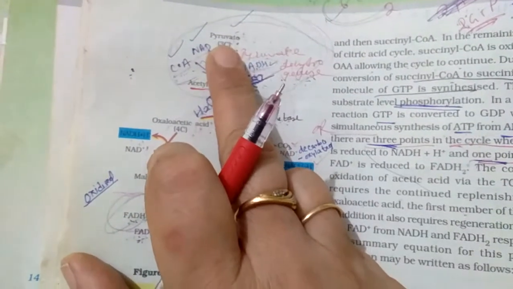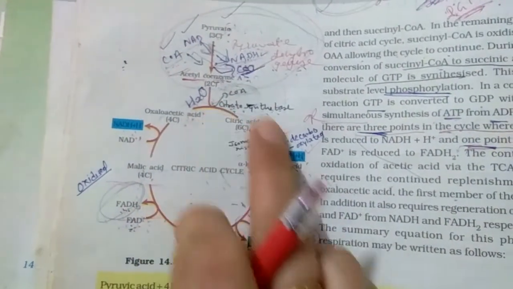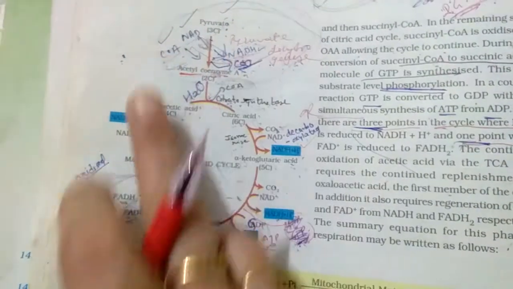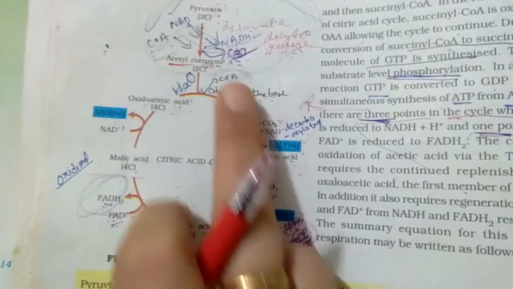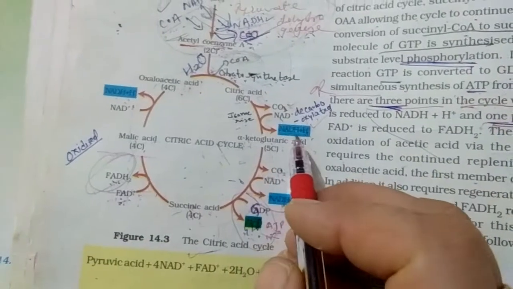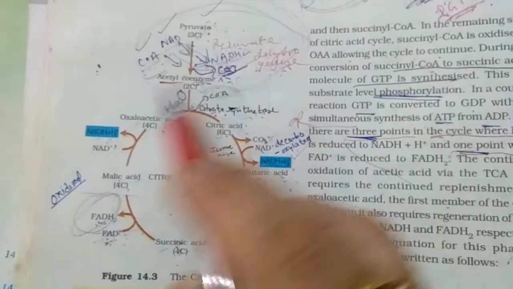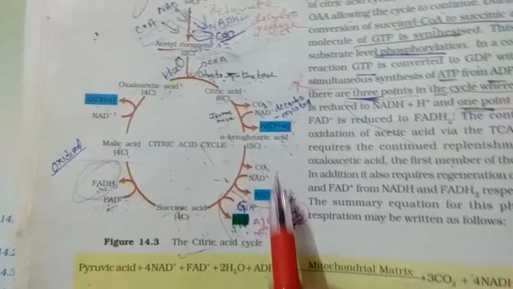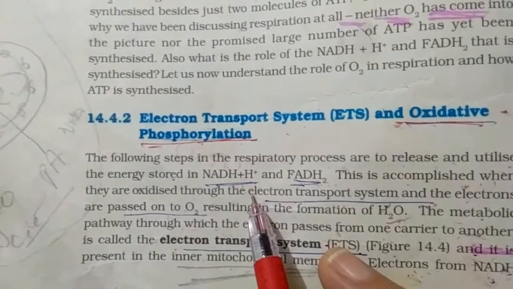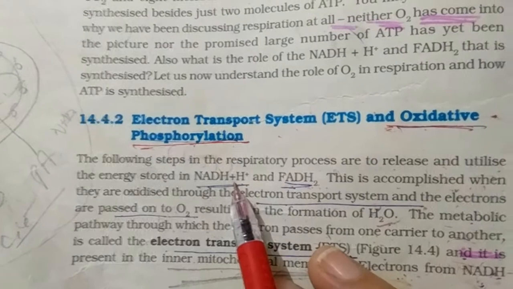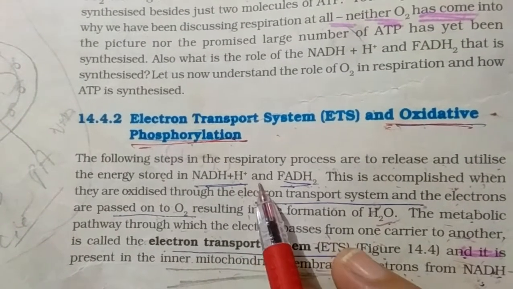Now, this pyruvic acid has entered the Krebs cycle, and when pyruvic acid was passing through the Krebs cycle, at several places the hydrogen is removed, and that hydrogen has reduced the NAD to NADH2. So at four places the NADH2 is formed. This is the product of Krebs cycle. Now this NADH2 will enter the electron transport system. As you can see, it is started from NADH2.